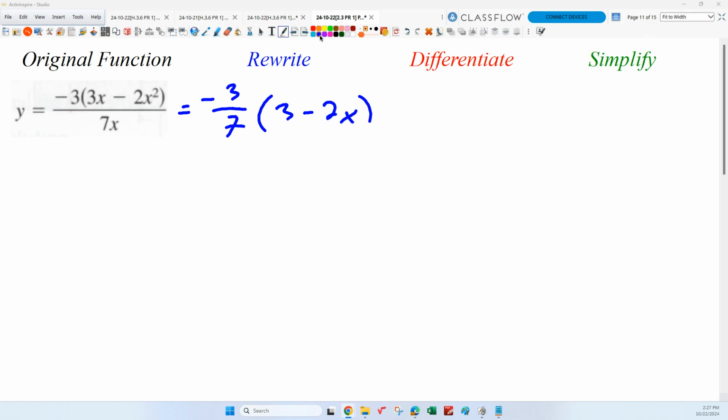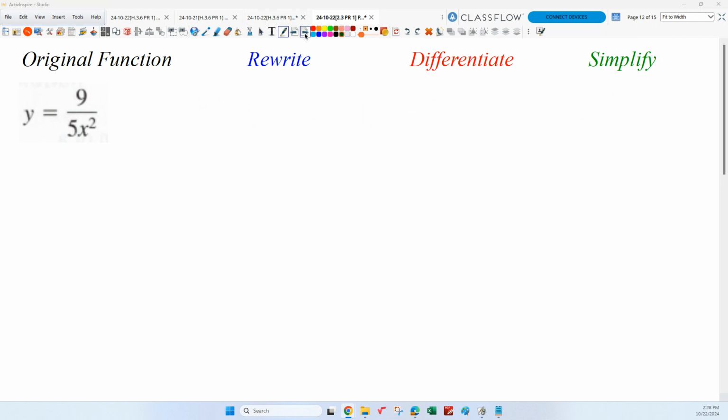Way easier. Okay, differentiate that. What's that give us? Negative 3/7 times, what's the derivative of 3? 0. What's the derivative of negative 2x? Right? See what we did, Mason? We just split this up. Split that up and made 2 fractions out of it. Okay?